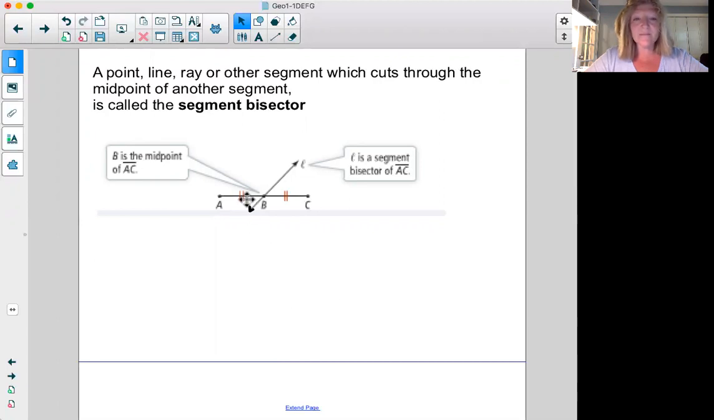So in this case, because of these congruent marks, we see AB is congruent to BC. That means AC is being split into two congruent parts, and B is the midpoint. So you could say B is the midpoint, so B bisects AC, or you could say line L bisects. So line L is the bisector of segment AC.